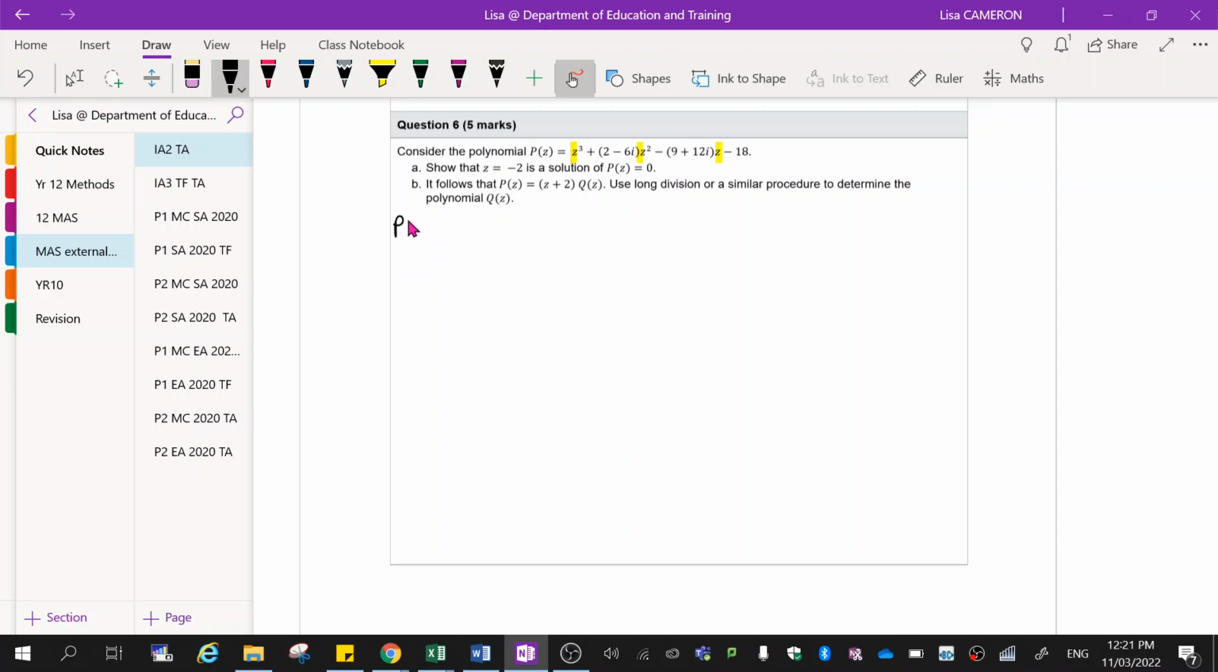So we're going to say p, when I substitute -2 in as z, is equal to (-2)^3 plus (2 minus 6i) times (-2)^2 minus (9 plus 12i) times (-2) minus 18. Now we can expand what we've got so we can see.